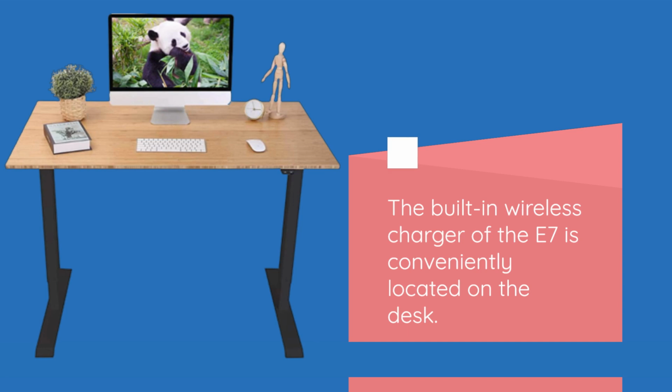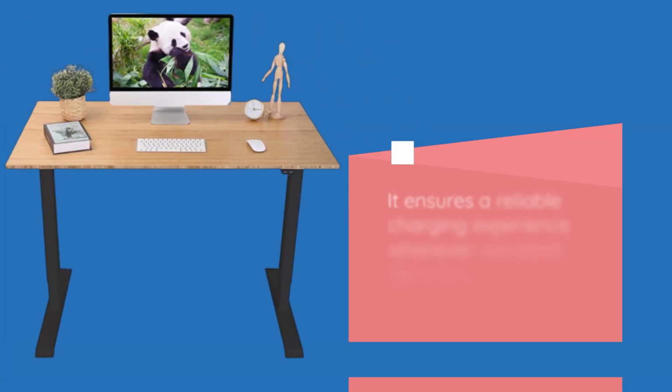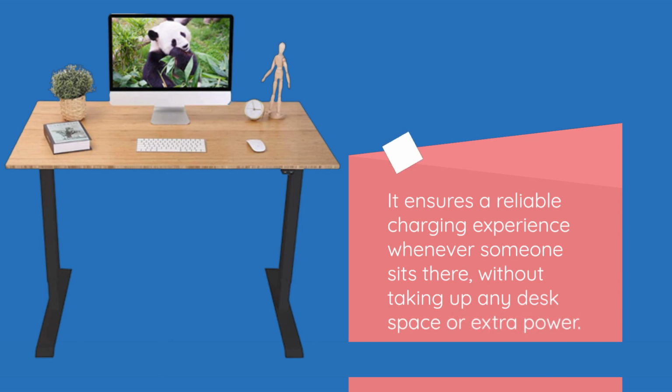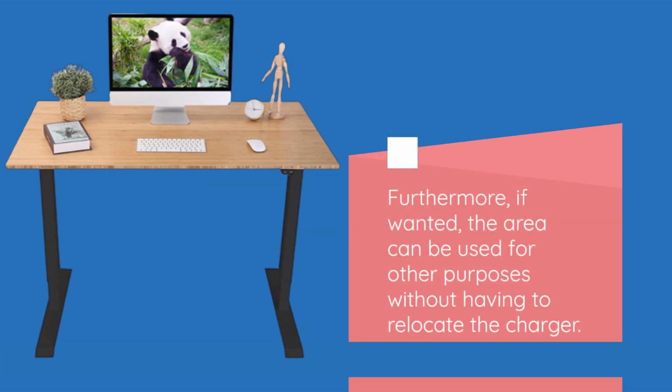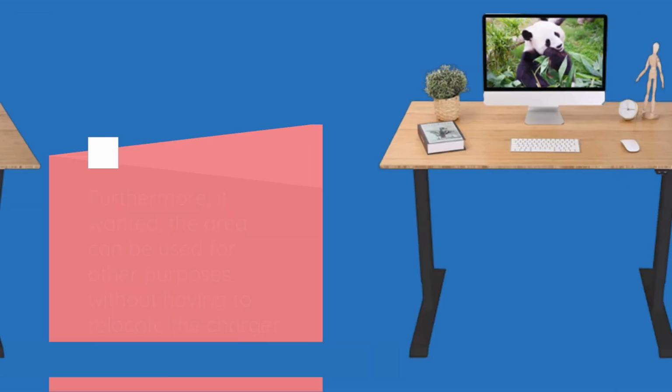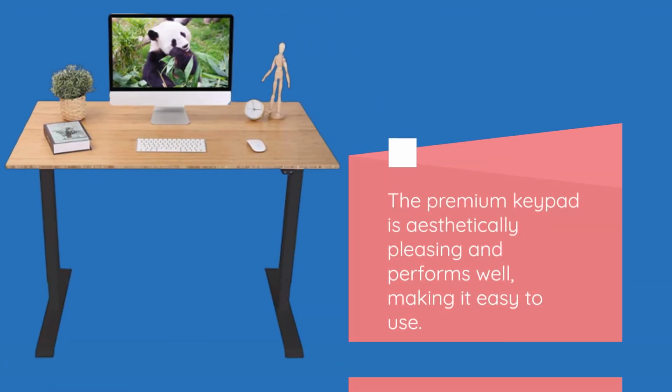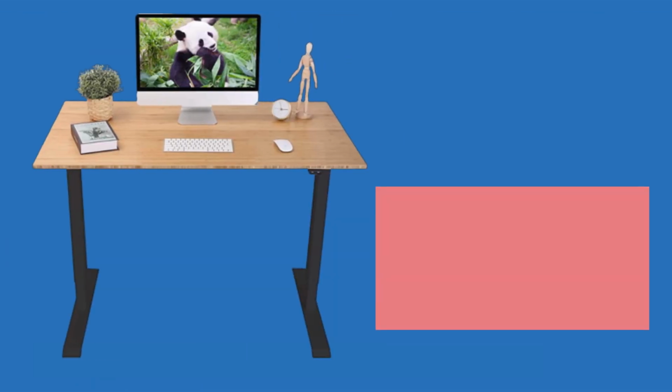The built-in wireless charger of the E7 is conveniently located on the desk. It ensures a reliable charging experience whenever someone sits there, without taking up any desk space or extra power. Furthermore, if wanted, the area can be used for other purposes without having to relocate the charger. The premium keypad is aesthetically pleasing and performs well, making it easy to use.